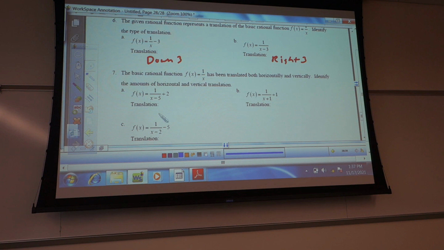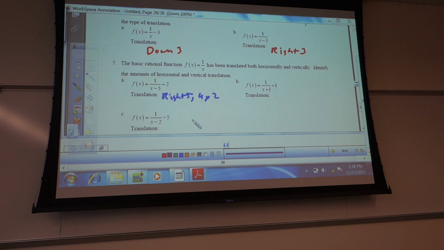Next one, 7a. Alex, what's this one here? Right 5, up 2. Next one, Shania. I can't see. 7B, look on your paper. The one we just did? Okay, I'll come back to you for the last one then. Ryan, 7B? Left 1, up 1.